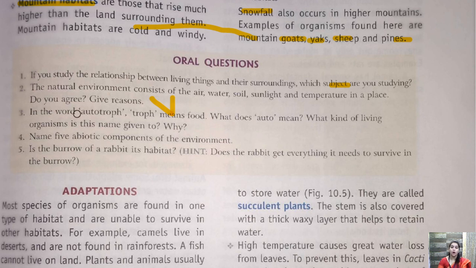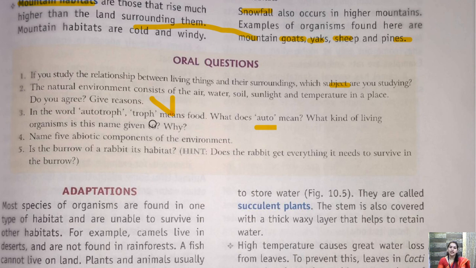In the word autotroph, troph means food. What does auto mean? Auto means self. S-E-L-F, self. So write here self. Write it down, self. What kind of living organism is this name given to? Yes, the organism is green plants. So the green plants are autotroph. So write down green plants. Why are green plants called autotrophs, children?